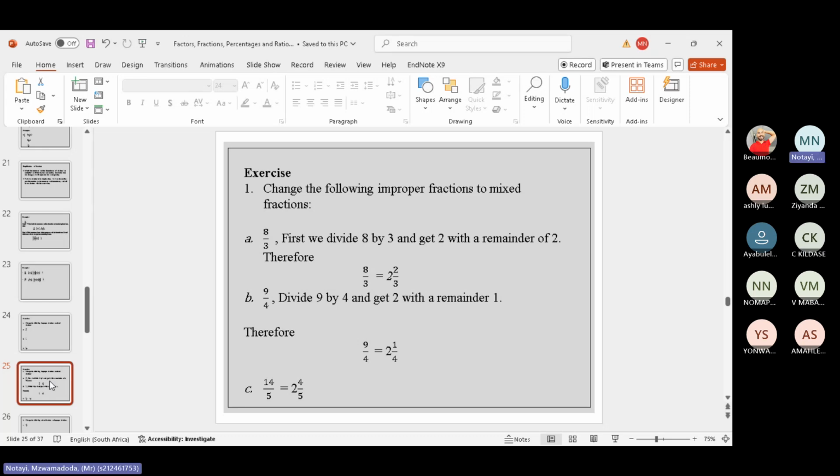Okay, and then C, 14 divided by 5. 5 is in 14 two times, and then the remainder is 4, and then the existing denominator we keep. So 2 and 4 over 5. So well done, guys. You got those correct.